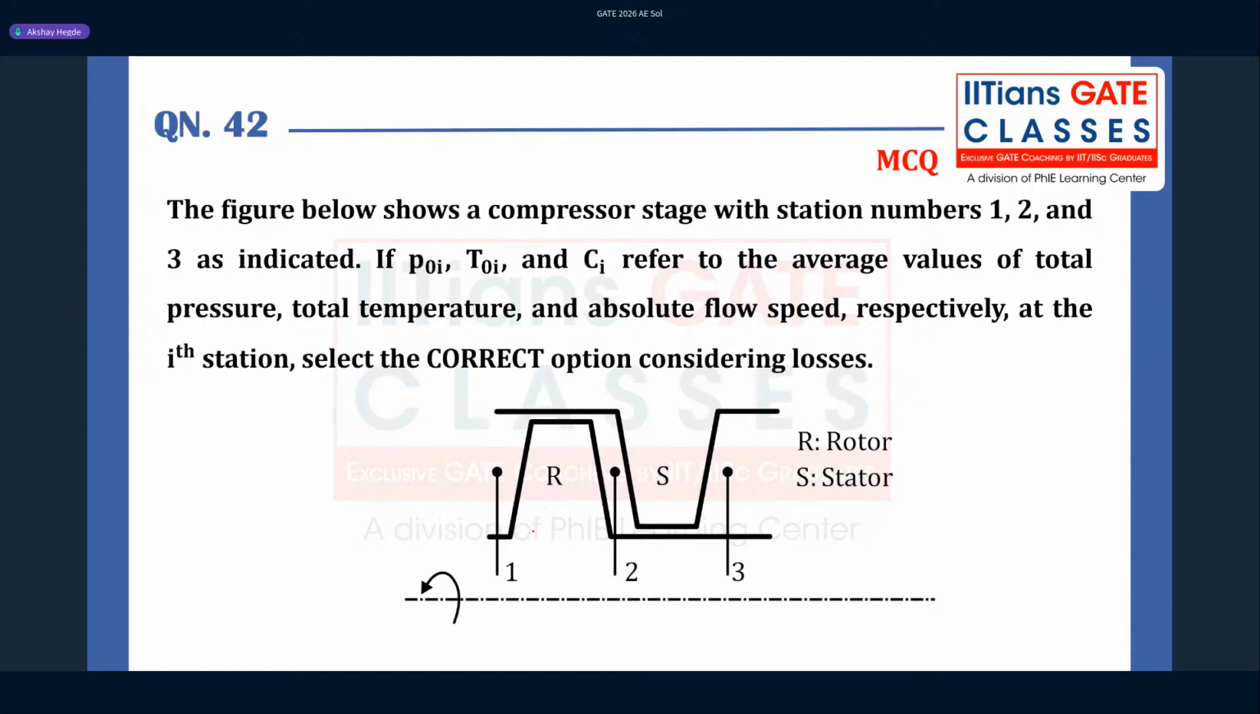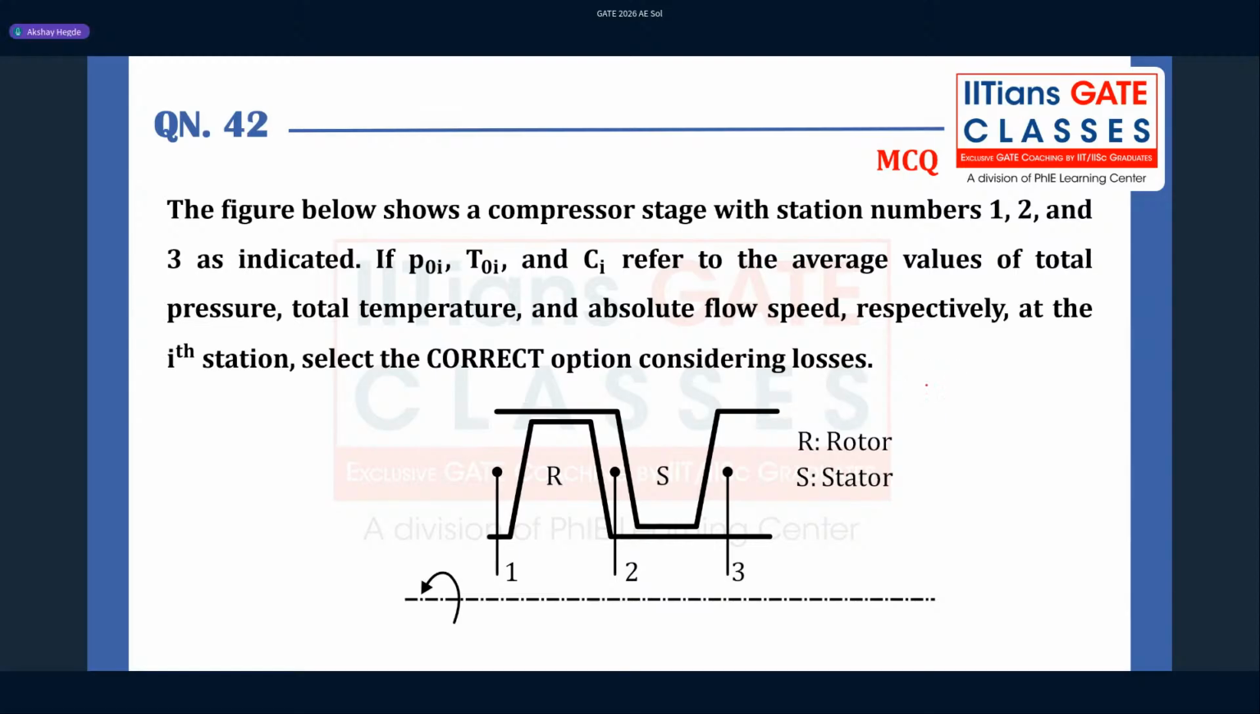So I have 1, 2, and 3 corresponding to entry of the rotor, exit of the rotor, and exit of the stator in a compressor stage, right? So now we know that across the compressor's rotor we have energy transfer. So there is mechanical energy that is being transferred to the fluid. So there will be a change in energy of the fluid system because of energy transfer or work transfer, we can say.